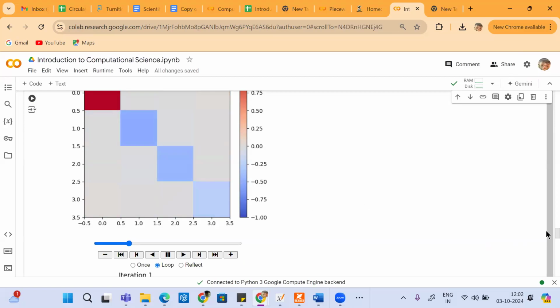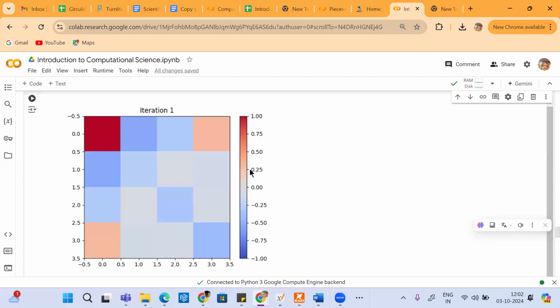Anyway, you can see that initially this is the matrix A, scaled according to these values. Can you see what the value was here? This is red, it should be close to 1. Then what is this one? Almost close to -1, blue. And this is iteration 1 of your QR method.